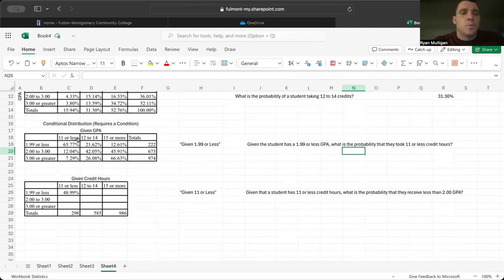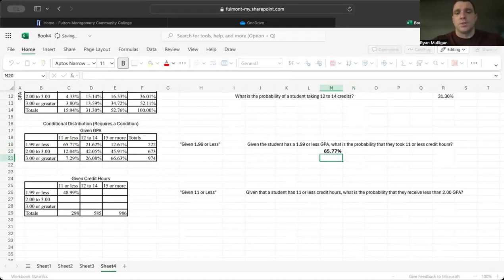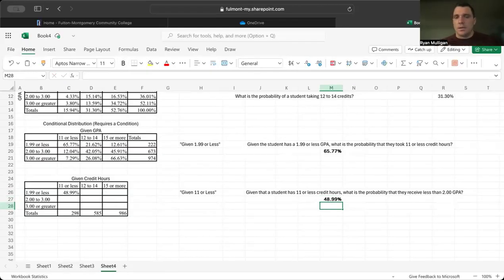This probability was right here, 65.77%, whereas this probability is 48.99%. And a lot of times students will ask the question, why? Why are those two numbers 17 percentage points off? The reason why this is the case is 100% based, no pun intended, on the given information that you have. So given is going to dictate what you're taking the number out of.